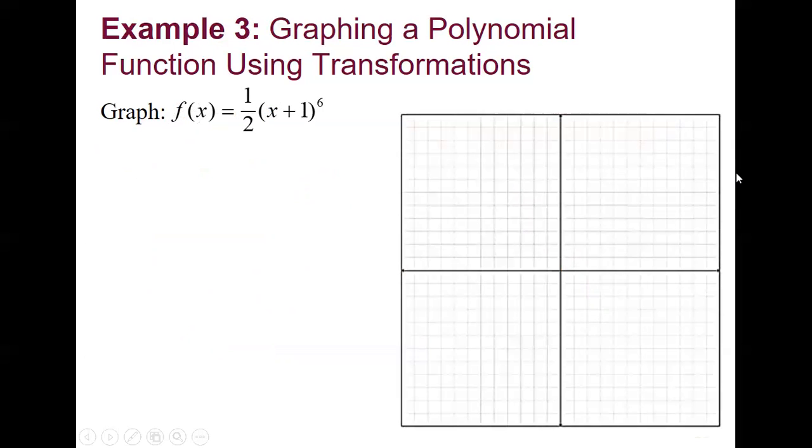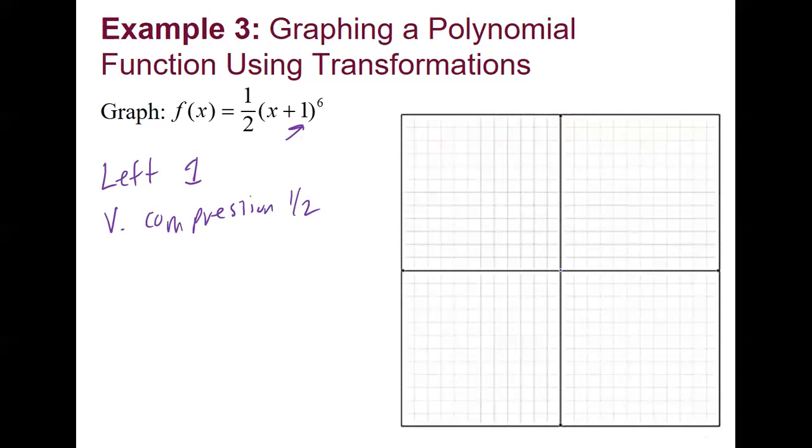This one has a lot of things happening. So we're talking about transformations here. What does this tell me? My x is a liar. So we went left 1. We're shifting left 1. And then we have a vertical compression by a half.